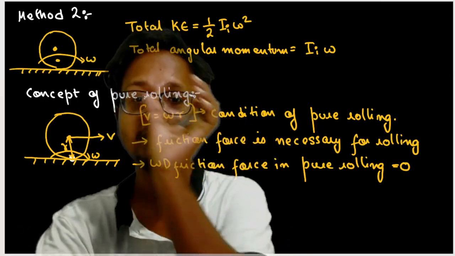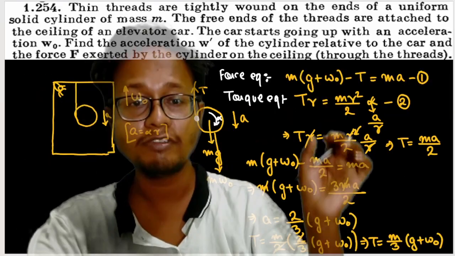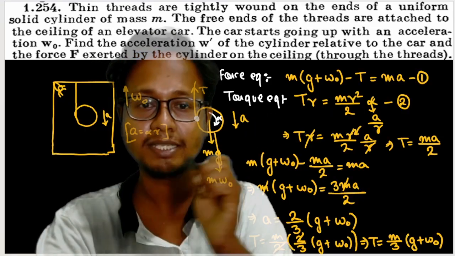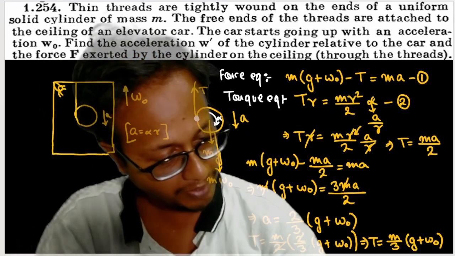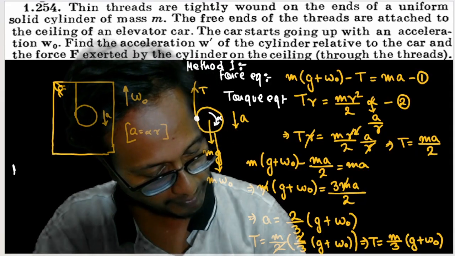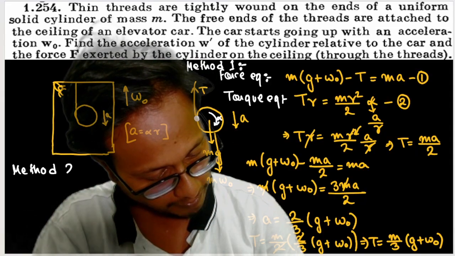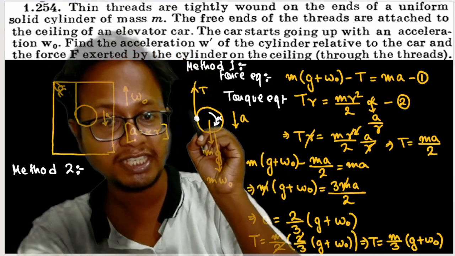Now solve the same equation by method 2. By method 2 means by this method. I'm solving the same equation by method 2. Method 2 means I'm taking my moment of inertia from the instantaneous axis of rotation. So this was my method 1. This is my method 2. While applying method 2, we are taking moment of inertia from the instantaneous axis of rotation.